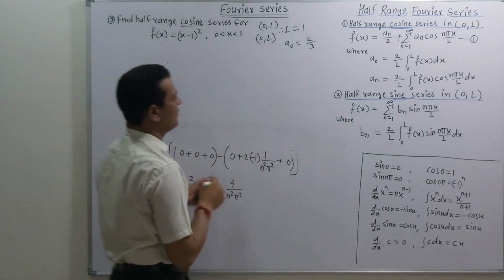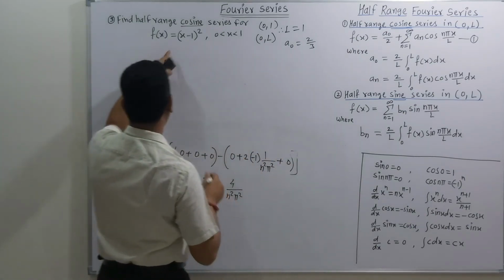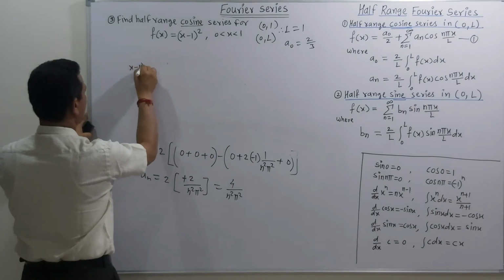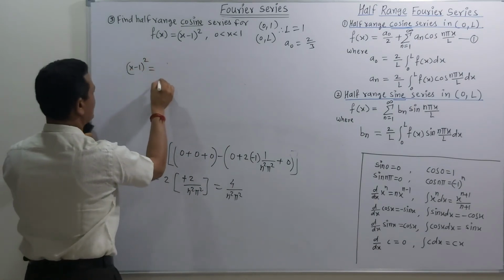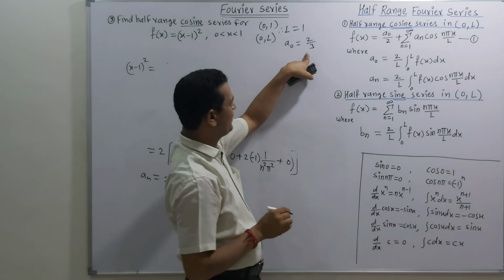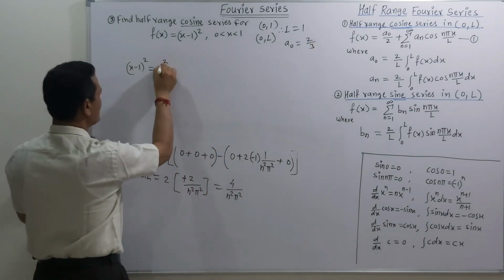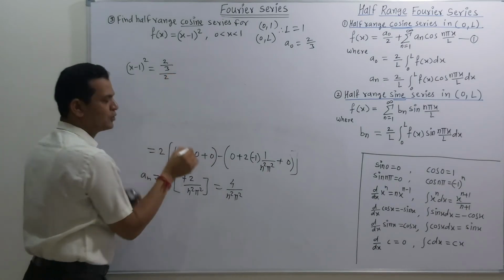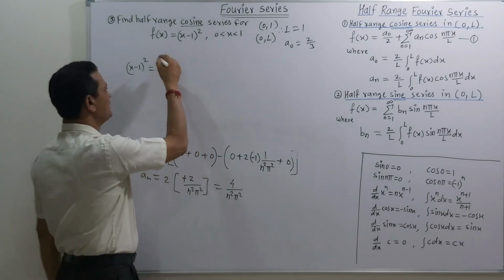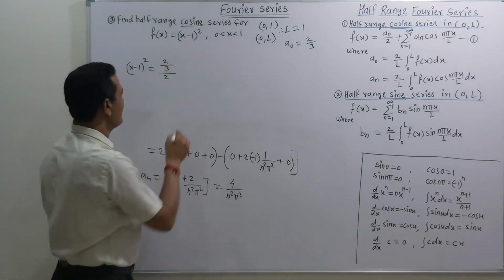So now the value of f of x, here (x minus 1) whole square, is equal to a0. So a0 we mentioned here. a0 is 2 by 3 upon 2. So we can write this as 2 upon 3 divided by 2. That means actually this 2 will get cancelled. Answer is 1 by 3.